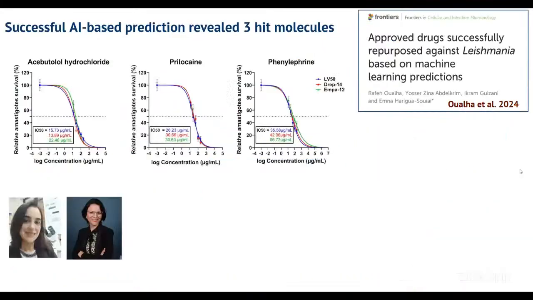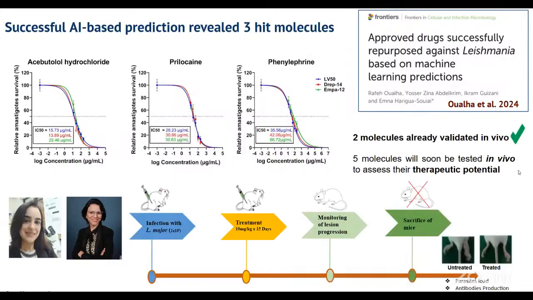Next slide, please. Here I'm showing one of the papers that went all the way from machine learning to experimental validation. For that paper, we have 3 new hit molecules that have been published in 2024 by Dr. Rafeh Walha. And the remaining ones, next slide, please, are currently in preclinical studies. We have different work in the pipeline and different manuscripts under preparation with both my colleagues Rafeh Walha and Yusuf Zina Abdelkrim. Next slide, please.